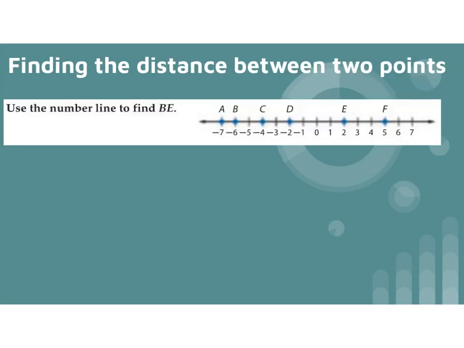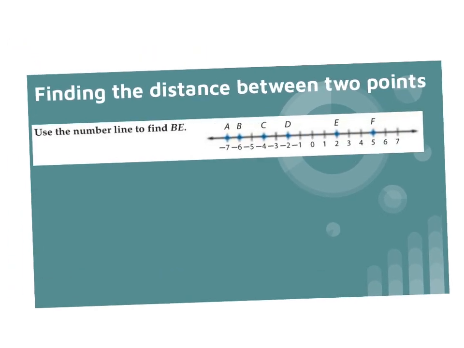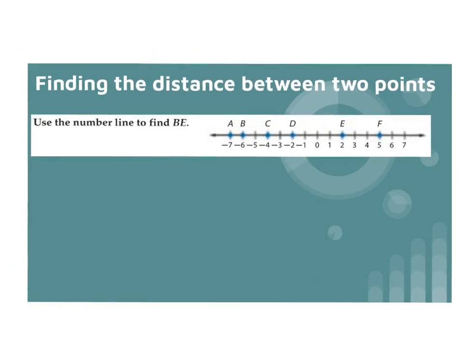So we have this problem here, and we need to find the distance between 2 points. So we have here a number line. We have 0 up to 7 and -7. And we need to find the distance between B and E. So that's the length of segment BE. So we have B here.